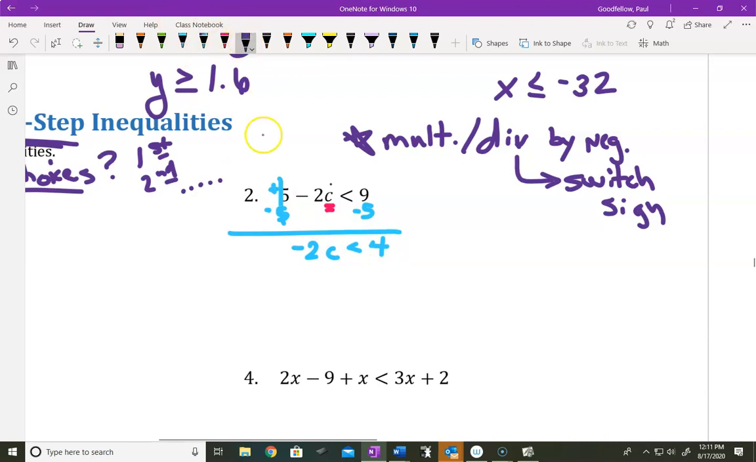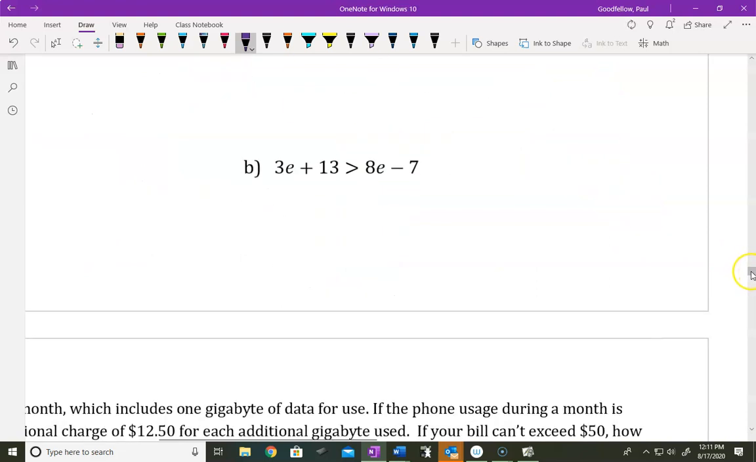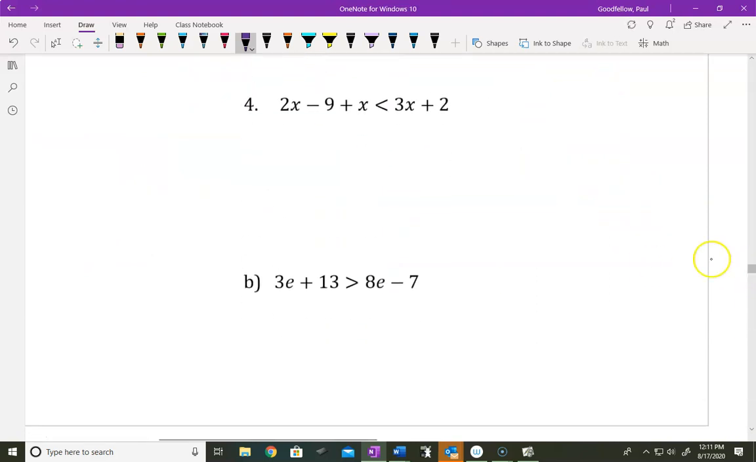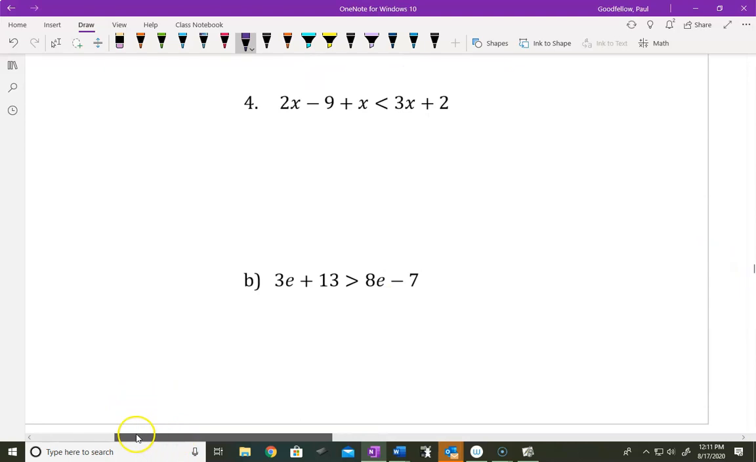Now you're looking at it going, okay, PEMDAS, the next level up would be to deal with the multiplication. And to get rid of it, I would use division of a negative. And ultimately, I would switch the sign because of the switch case that's being used in that particular regard. So use PEMDAS in reverse to help you decide how to move things from one side to the other.